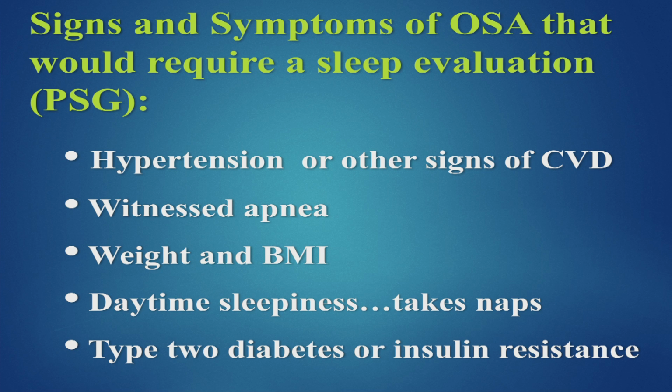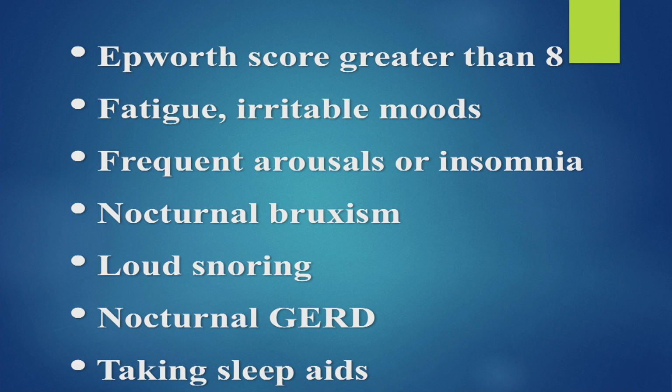Hypertension. Are there signs of cardiovascular disease? Witness apnea. Weight and BMI. Daytime sleepiness. Type 2 diabetes or insulin resistance. An Epworth sleepiness score greater than 8. Fatigue and irritable moods. Frequent arousals or insomnia. Nocturnal bruxism. Loud snoring. Nocturnal GERD, taking sleeping aids.